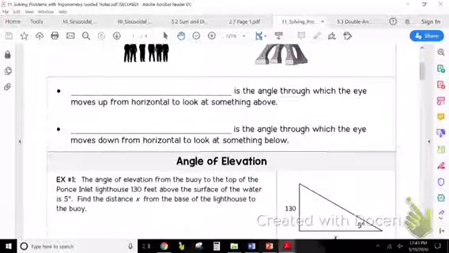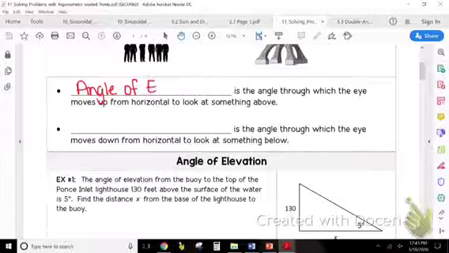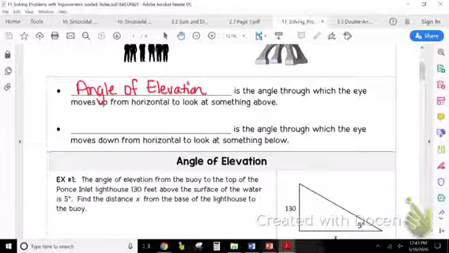So, what is the angle through which the eye moves up from the horizontal to look at something above? Elevation. That's your angle of elevation. And then what is the angle through which the eye moves down from the horizontal to look at something? Depression. The angle of depression.